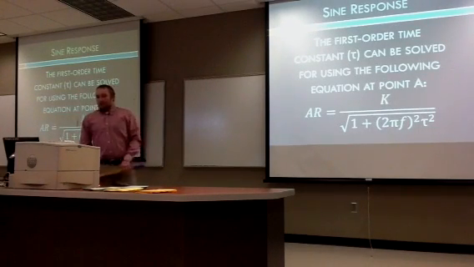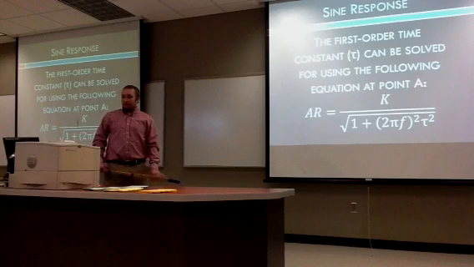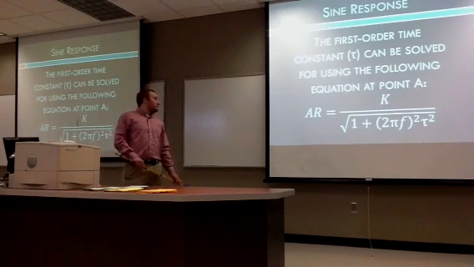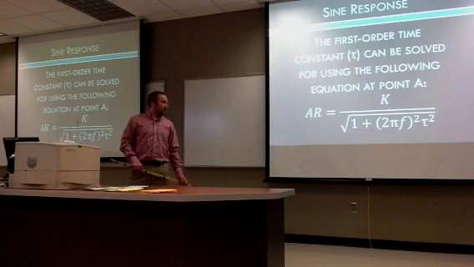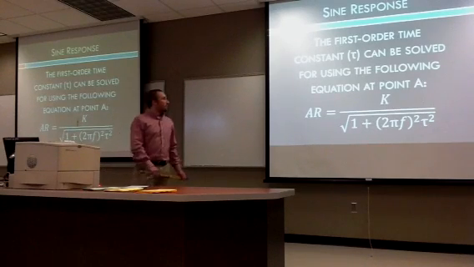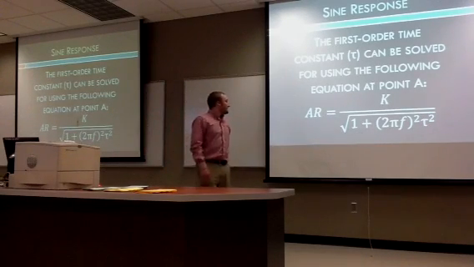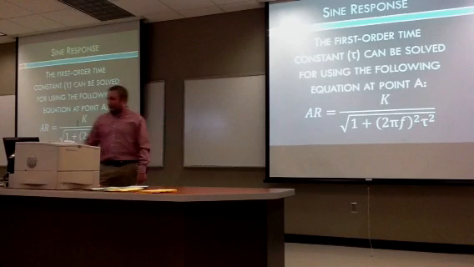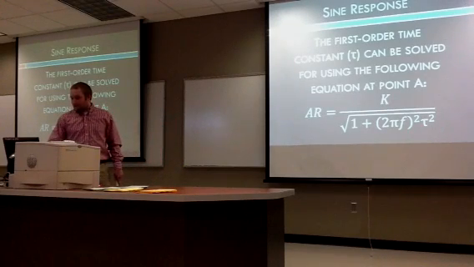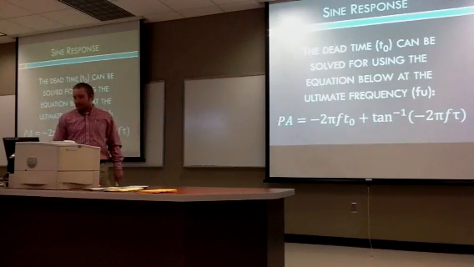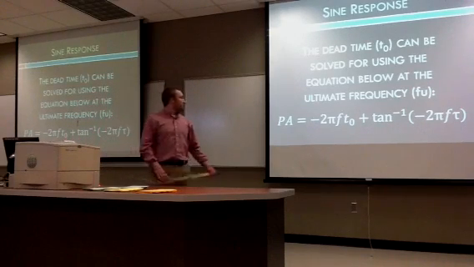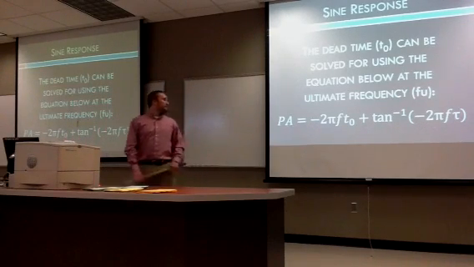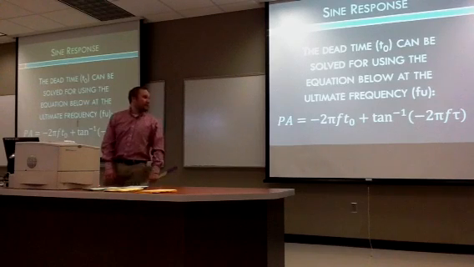We were able to solve for the first order time constant using the following equation of point A, and that is the amplitude ratio is equal to k over the square root of 1 plus (2 pi f) squared times tau squared, and we were just solving for tau there. We had all the other parameters. And then we were able to solve the dead time as well using the equation for phase angle, which is negative 2 pi f t naught plus the inverse tan of negative 2 pi f tau.